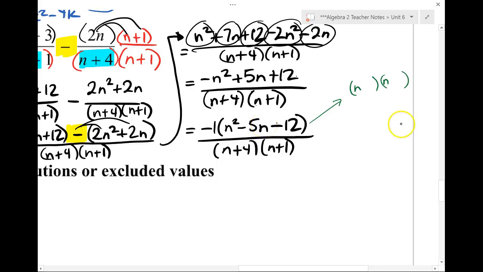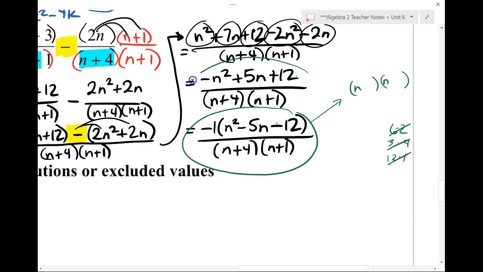Well, let's see. 6 and 2, no, that won't work. 3 and 4, no, that won't work. The only other option is 12 and 1. So nope, I can't do anything with that, so I can just leave it like that. And if you figure out that there's nothing else you can do, you could also just leave it in this form. Okay? So either one is acceptable.